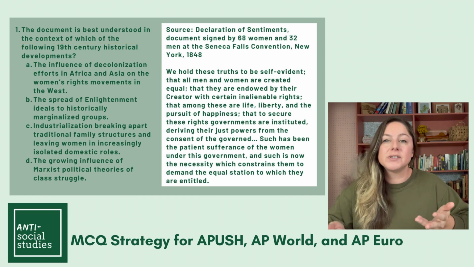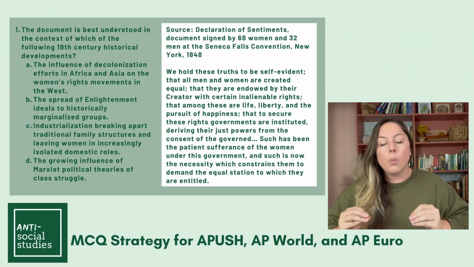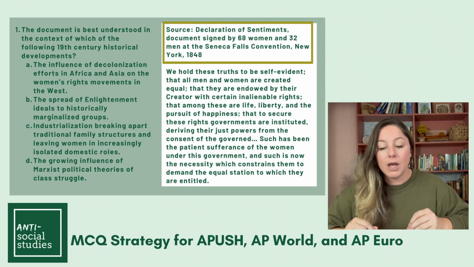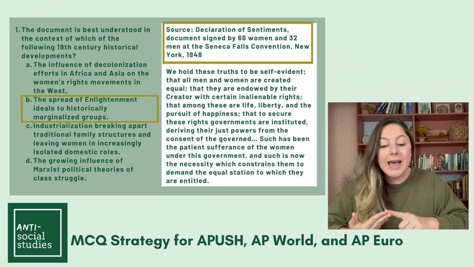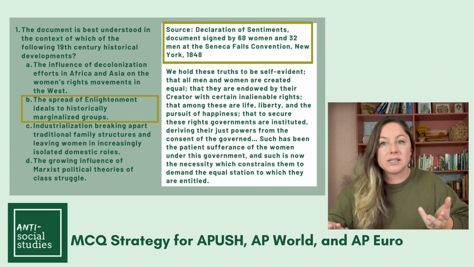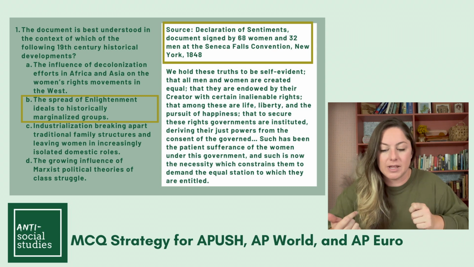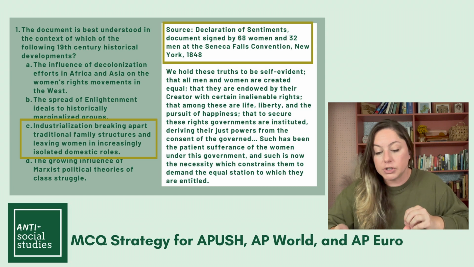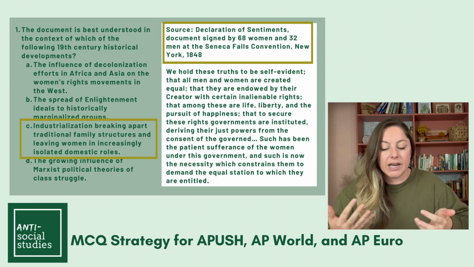Okay, so now let's look back at the document and think about, if we're just down to B and C, realistically, which of these more closely relates to the contents of this document? So B, we have the spread of Enlightenment ideals to historically marginalized groups. That makes sense. Women are a historically marginalized group, and this document is an enlightened document. It's talking about natural rights, life, liberty, and the pursuit of happiness, that sort of thing. But just for the sake of it, let's look at C. Industrialization is breaking apart traditional family structures, that's true, and leaving women in increasingly isolated domestic roles.